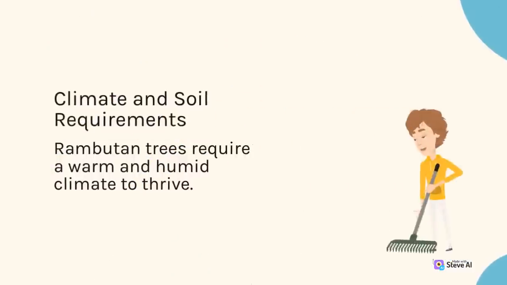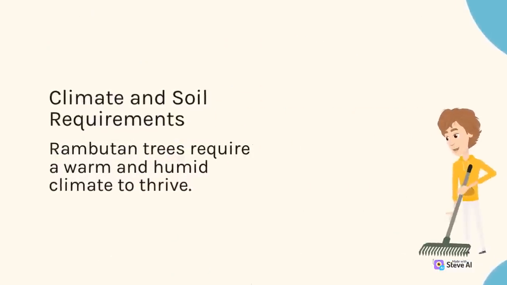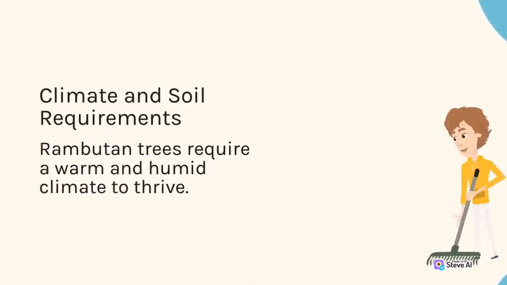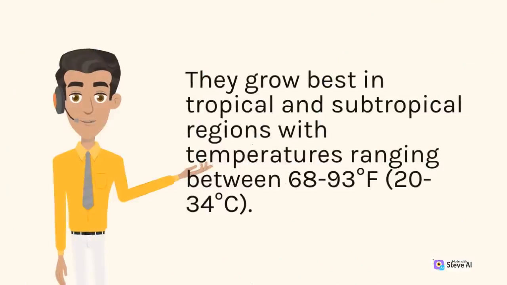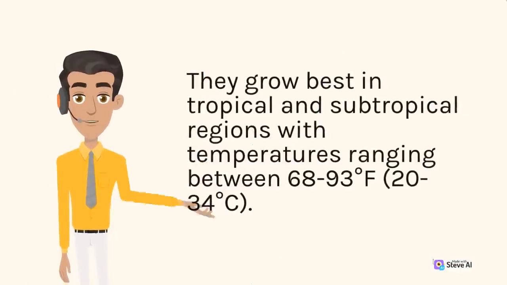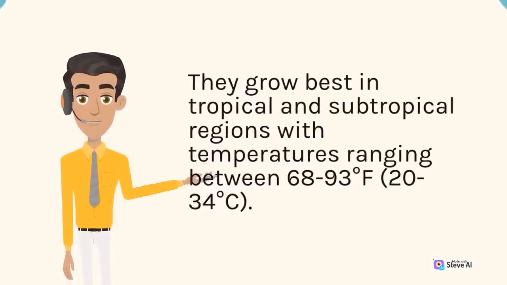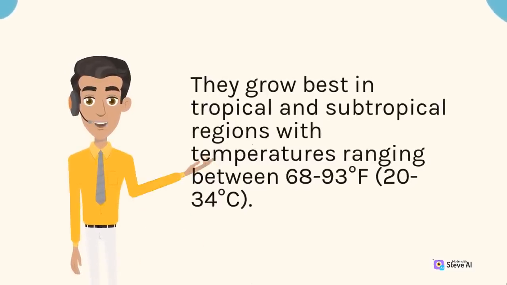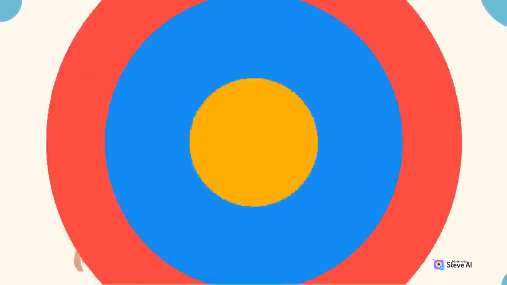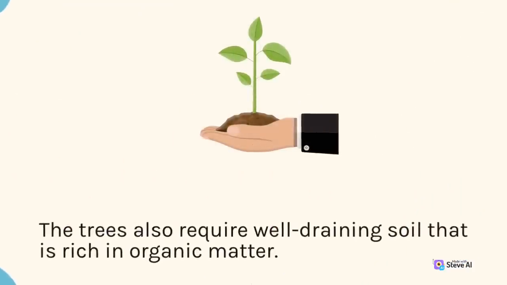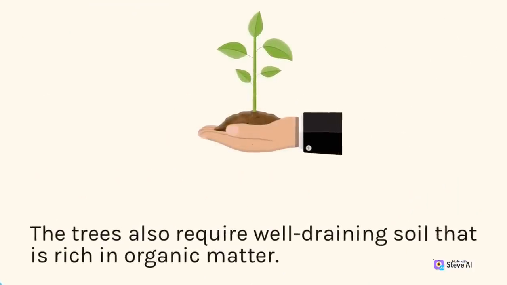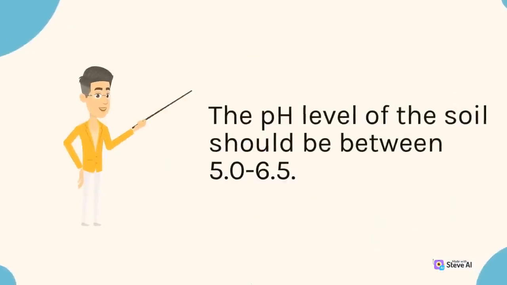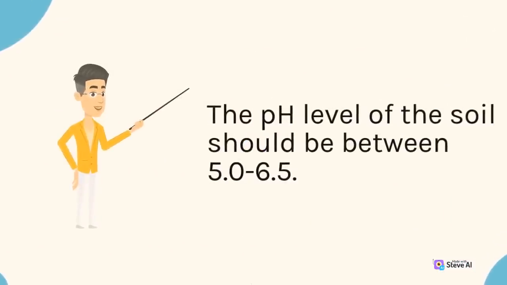Climate and soil requirements. Rambutan trees require a warm and humid climate to thrive. They grow best in tropical and subtropical regions with temperatures ranging between 68 to 93 degrees Fahrenheit, 20 to 34 degrees Celsius. The trees also require well-draining soil that is rich in organic matter. The pH level of the soil should be between 5.0 to 6.5.